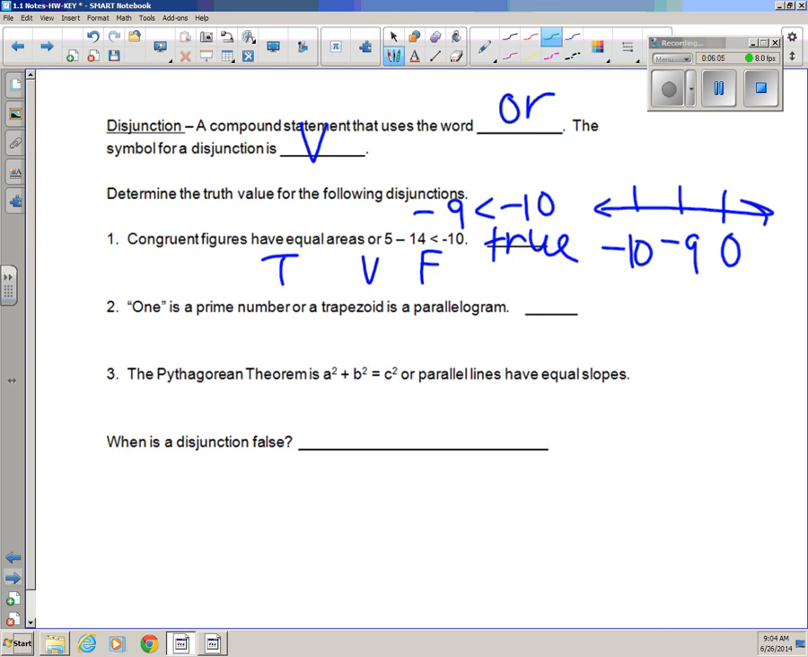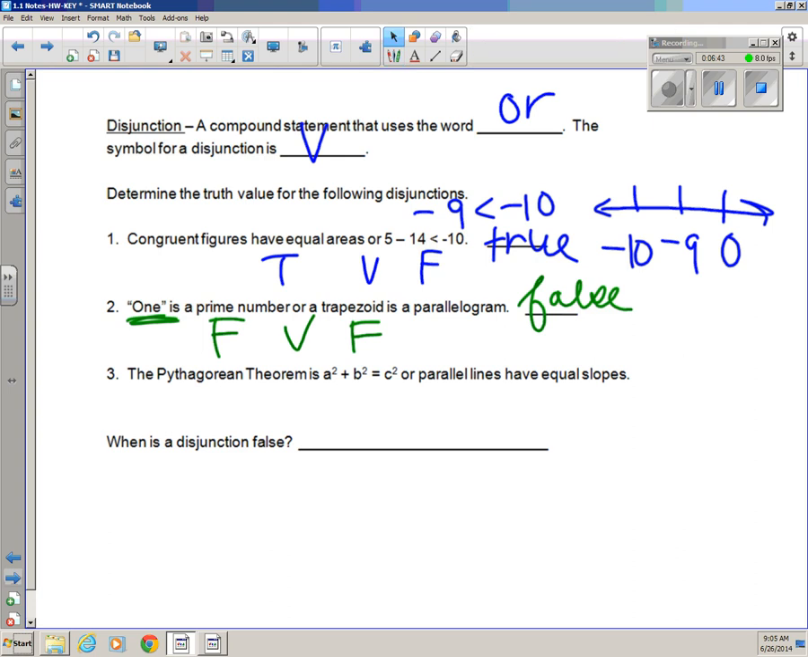1 is a prime number, or a trapezoid's a parallelogram. Well, 1 is the loneliest number ever. 1 is definitely not prime, right? To be prime, you have to have exactly 2 distinct factors, 1 and some other number, and that won't work. So 1 is not prime. Or is a trapezoid a parallelogram? Hopefully you realize it only has one pair of parallel sides, therefore it's not a parallelogram. These are some things that you will learn later as we go through the year. But false or false, if they're both false, there's no way that thing could be anything other than false.